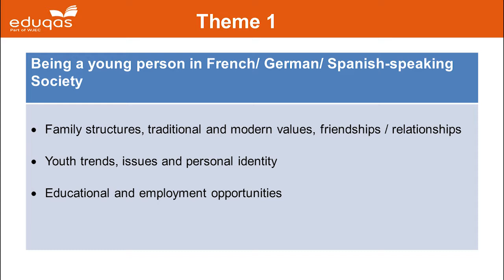The thematic resources that we have produced are designed to cover all 4 of the themes under the broad areas of interest for AS and A-level. Theme 1, being a young person in French, German or Spanish-speaking society, has got listening, reading and translation exercises on the 3 bullet points which come under this topic: family structures, traditional and modern values, friendships and relationships, youth trends, issues and personal identity, educational and employment opportunities. Obviously, there's not an exhaustive coverage, however, it's a really good springboard and a start for teachers to be able to see how to approach these topics in class.